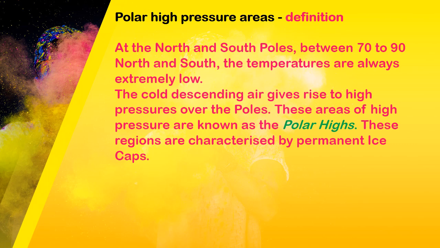So, the cold descending air gives rise to high pressures over the poles. These areas of high pressure are known as the polar highs. On the basis of polar area, they are known as polar highs. These regions are characterized by permanent ice caps, because in a year there is no much longer span of solar radiation, and hence the temperature of these areas is very much low, and so they are totally ice capped, and high pressure areas also prevail there due to this.